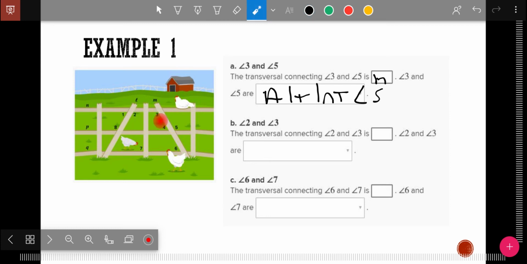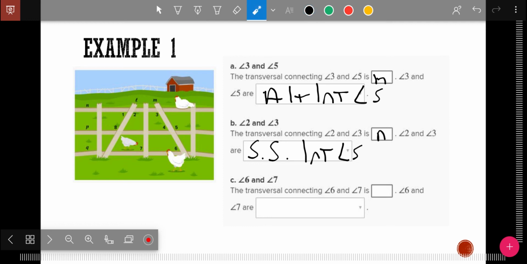Where's 2? Where's 3? 2 and 3. So 2 and 3 are between this line and this line. And they're both on this line N. So N is the transversal. And 2 and 3 are same side interior angles. You could also call that consecutive interior.